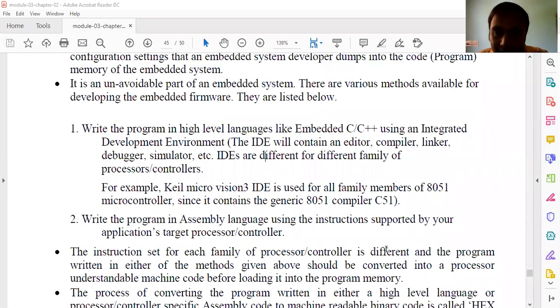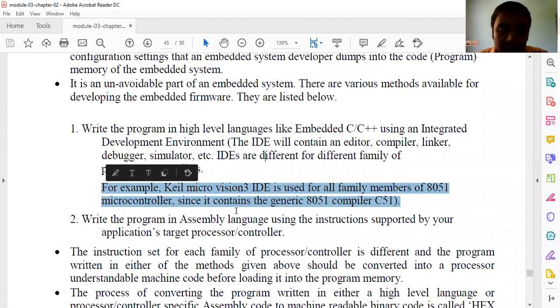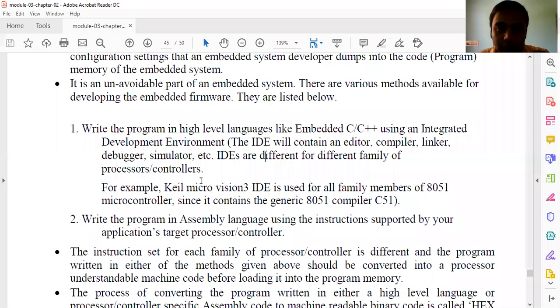Using that, I can write programs for the family members of ARM7. I am telling you the kind of IDE we are using in our lab. Already you are familiar with that. That is Keil microvision 4.74, where I can write programs for the family of ARM7 processors. LPC2148 is one such family. Same thing is given here: Keil microvision 3 IDE is used for all family members of 8051. So I can write programs using high level languages like embedded C or C++, or I can write programs using assembly language.